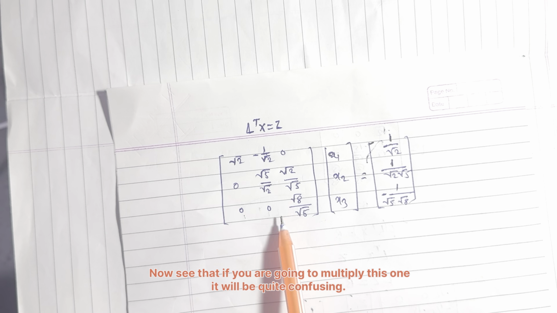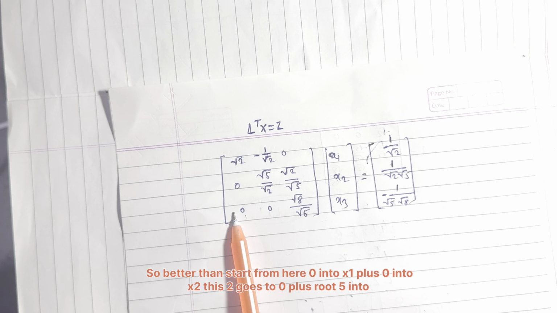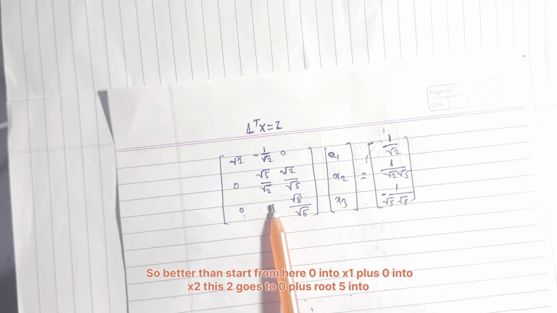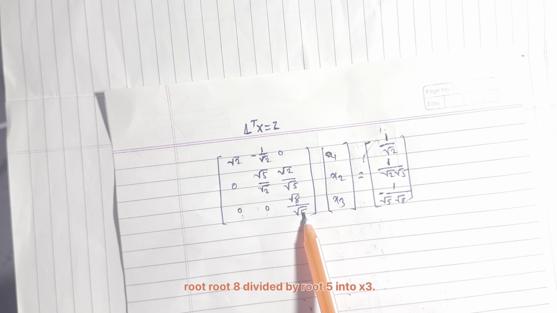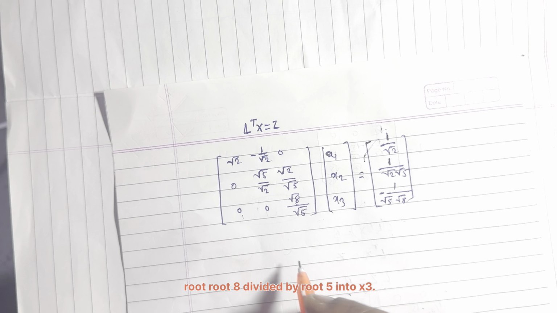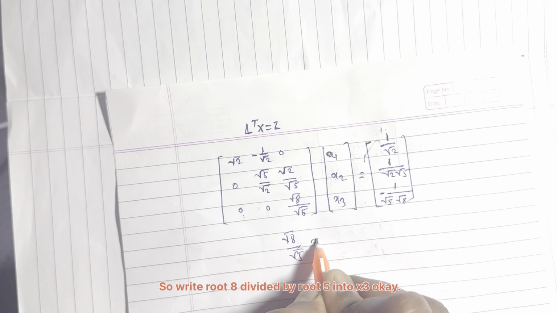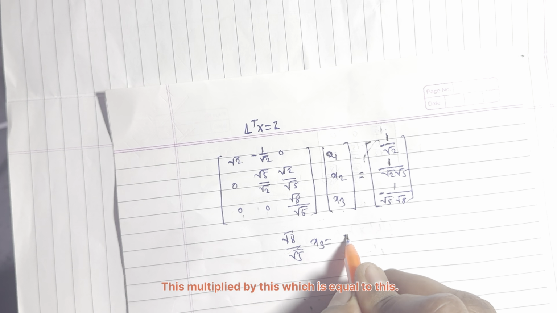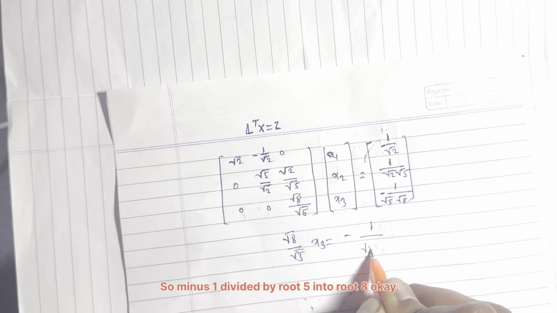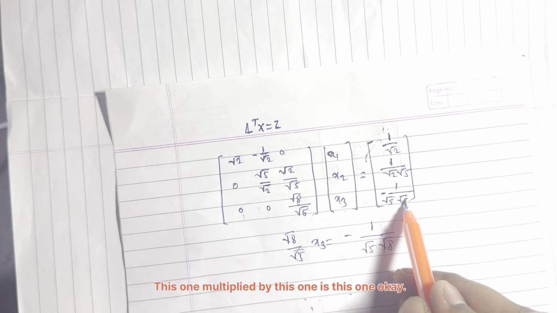Now if you multiply this one first, it will be quite confusing, so it is better to start from here. 0 into x1 plus 0 into x2, these two go to 0, plus root 5 into root 8 divided by root 5 into x3. So write root 8 divided by root 5 into x3. This multiplied by this is equal to this, so minus 1 divided by root 5 into root 8. This one multiplied by this one is this one.